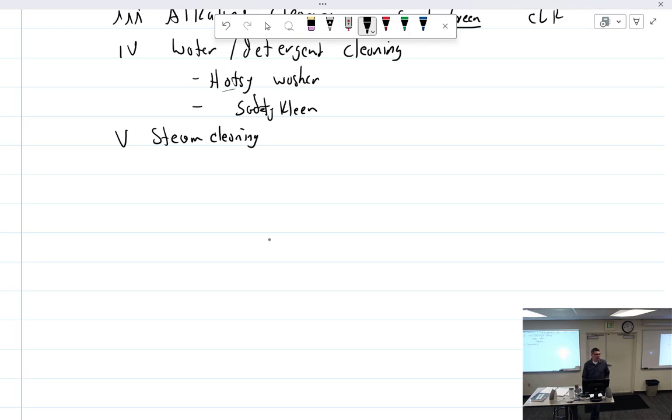Steam cleaning. Steam cleaning is not pressure washing. Steam cleaning is literally a device that ejects steam, water that is over 212 degrees, and the steam actually makes the stuff kind of explode off the surface at a micro level.